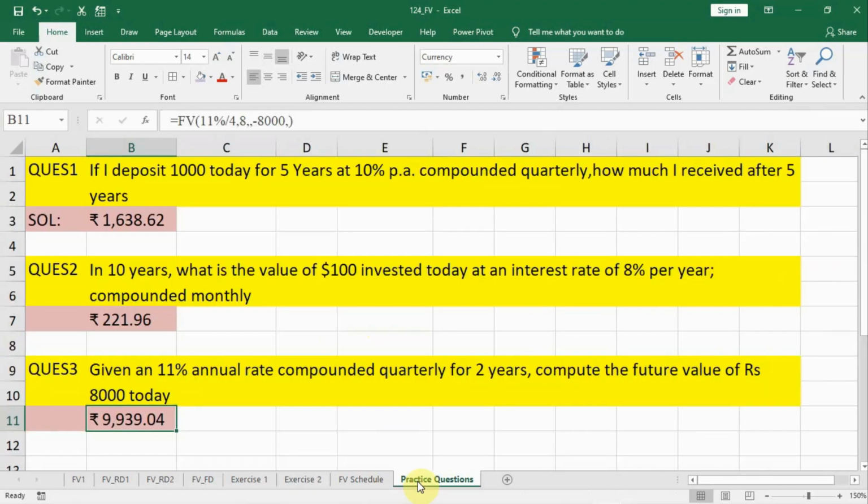In this exercise, we have also given you 3 questions for practice. The answer is already given.